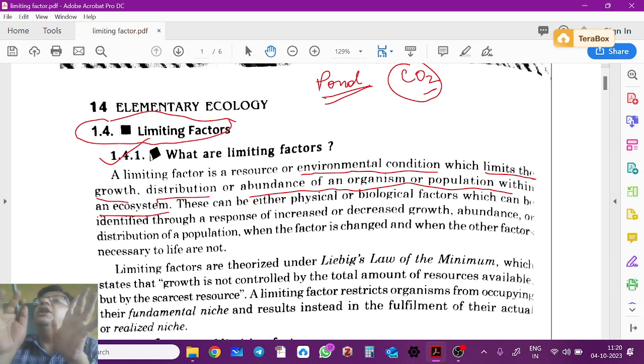Okay, and not only collapses, there is also one more thing. It will grow up to a certain size. How much will it grow? That is also determined by the limiting factor. Little carbon dioxide, little growth. Lot of carbon dioxide, more growth. So this is the definition of limiting factor.